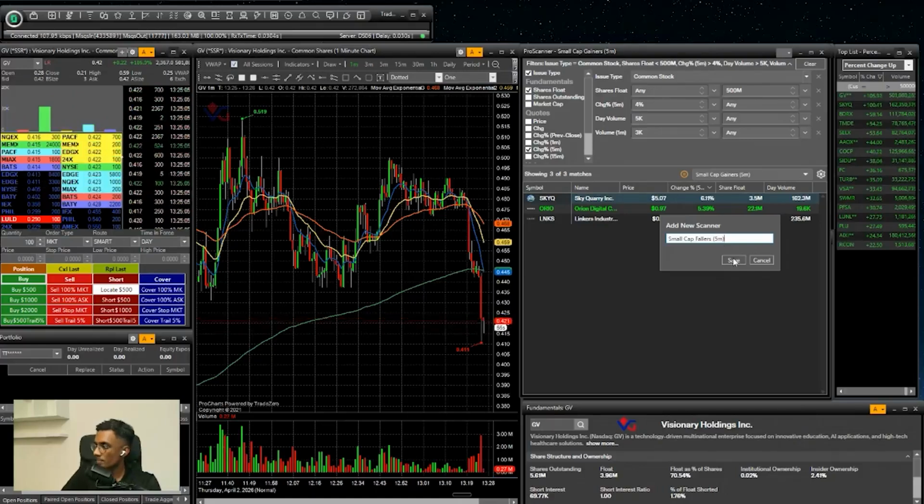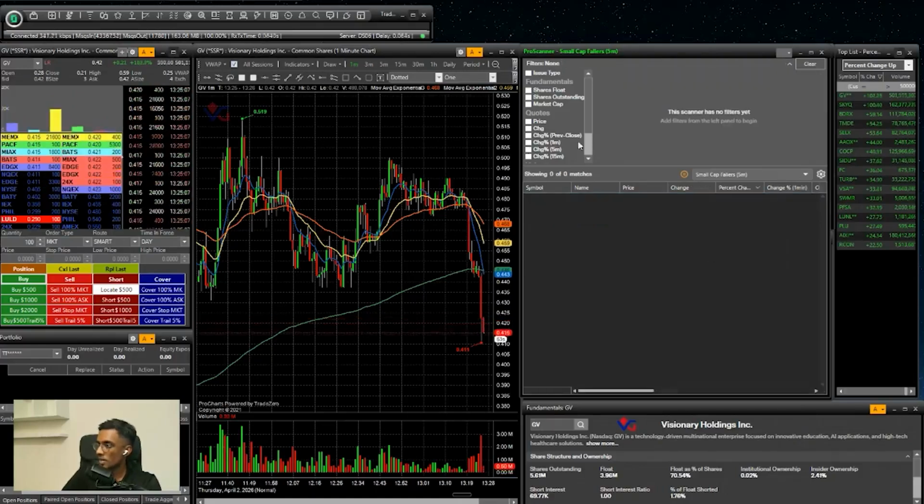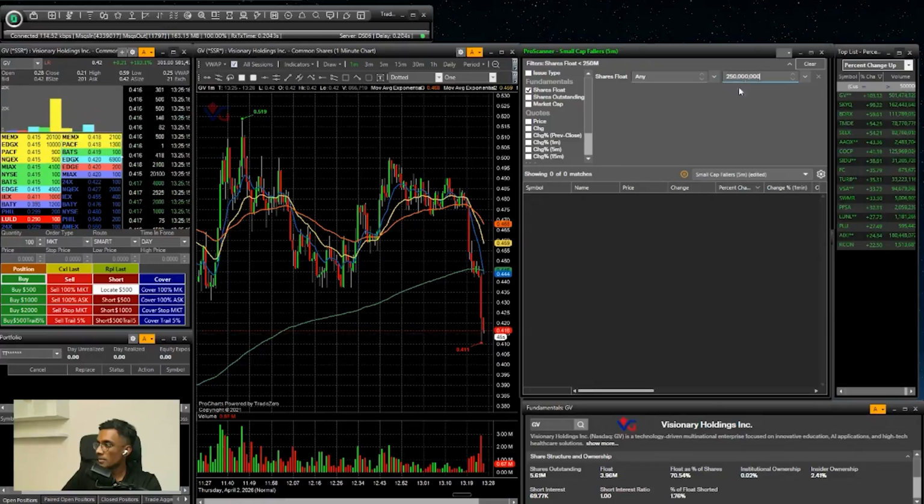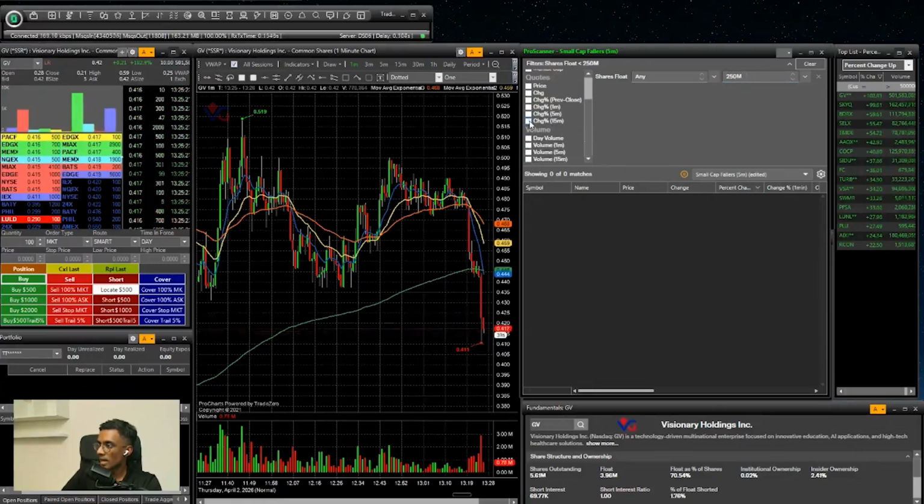All right. So what are top fallers over the past 5 minutes. We're going to set the share float to be a maximum of 250 million. There we go, 250 million. That shortens itself to 250M.